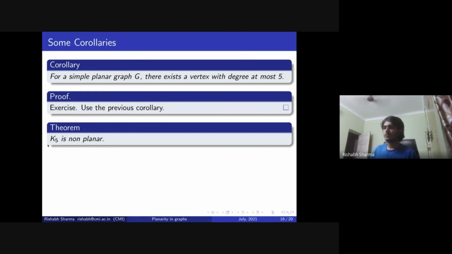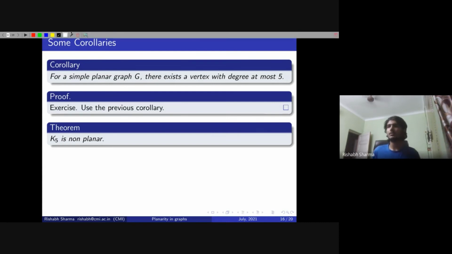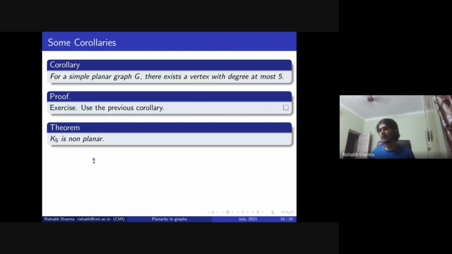Okay, so we'll move on to our next main theorem for today, which is that K5 is non-planar. So K5, let me recall, was the graph which had 5 vertices, and all possible edges were made in this graph. Yeah. So this was K5. Now I'm saying that K5 is non-planar, and you can show this using the corollary that we just did, right? Using the result that E is less than or equal to 3v minus 6 for a planar graph.